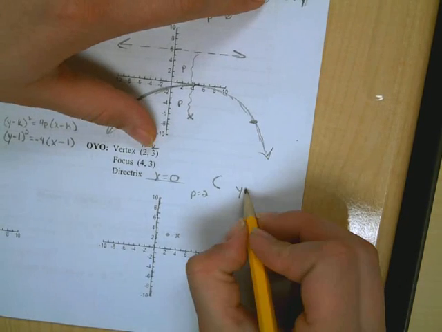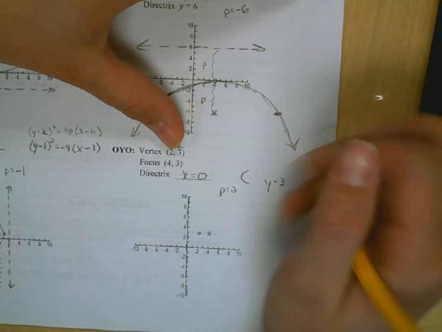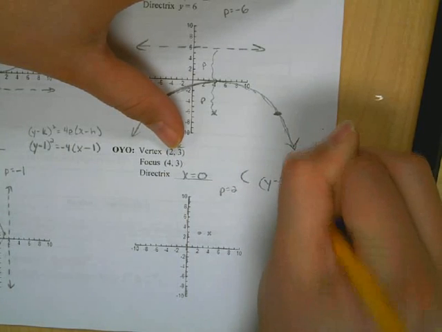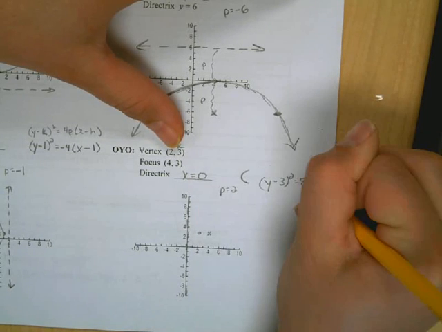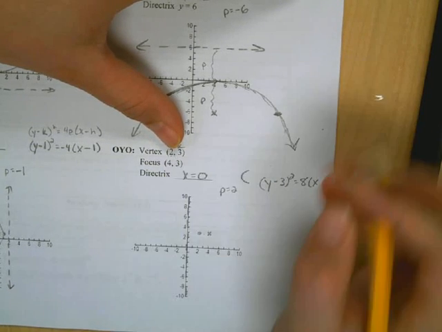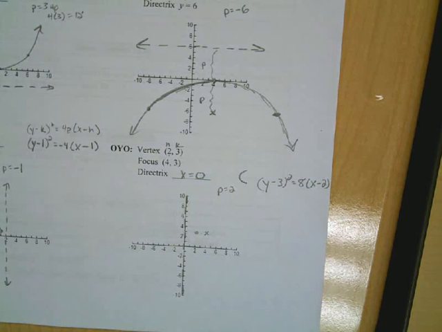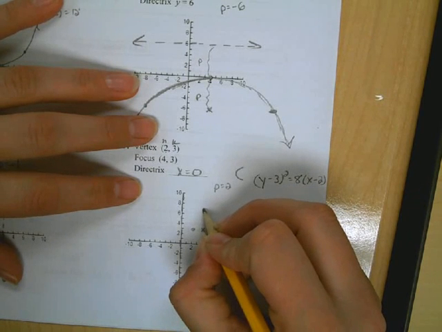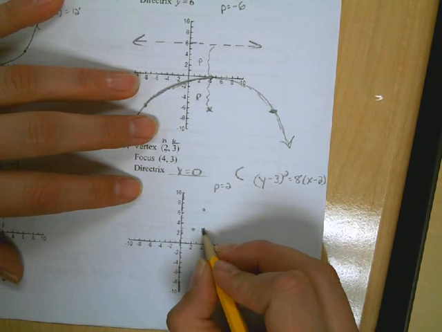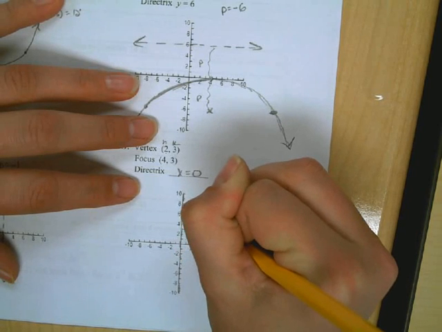So y minus 3. Let's move it over just a touch so you can see I'm plugging into this formula right now. y minus 3 squared is equal to 4p. So that makes 8, because 4 times 2 is 8. And then x minus h, which is 2. Okay, plug that stuff in. That's it. y minus 3 squared equals 8 times x minus 2. That makes my focal width 8. So we're going to go up 4 and down 4. And you have your very last little parabola for our notes.